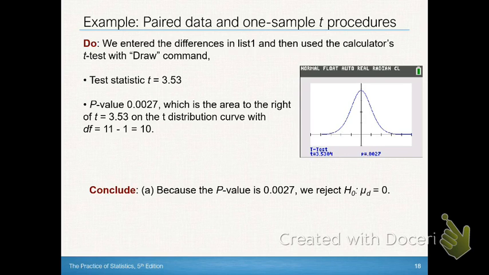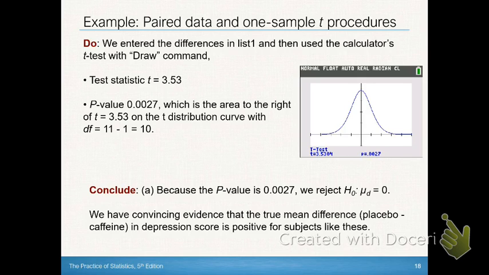Now, your conclusion is going to be the same fill-in-the-blank sentence as you've used all throughout the previous units. So assuming that there is no difference between the placebo and the caffeine, then there's a 0.0027 chance of getting results like this or more drastic purely by chance. Because that p-value is smaller than 0.05, we do reject our null hypothesis, and we have convincing evidence that the depression scores get better when people are taking the caffeine rather than the placebo.